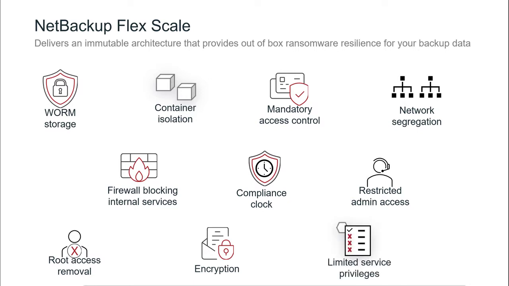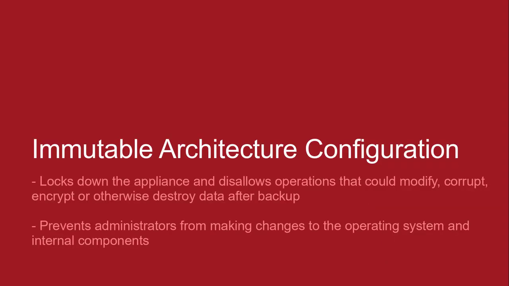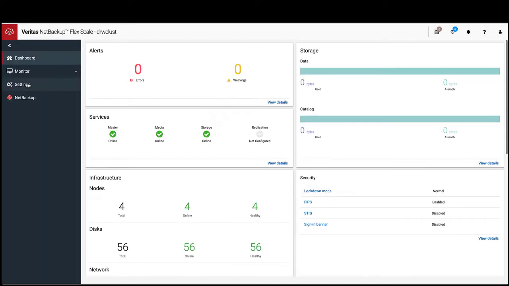In this video, we will walk through a few, starting with configuring the cluster's immutability level. This locks down the cluster and disallows operations that could lead to data destruction, as well as preventing admins from making changes to the operating system and internal components. It's super easy to configure.